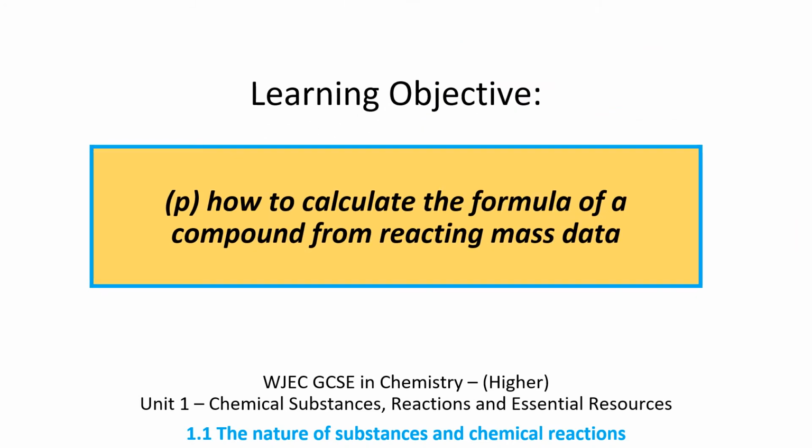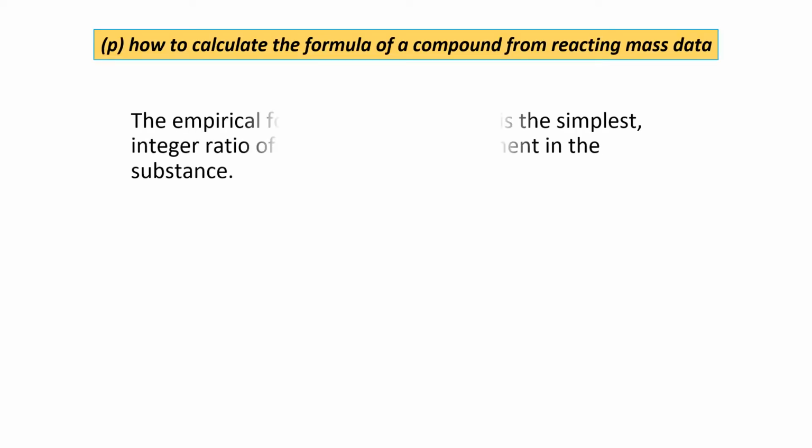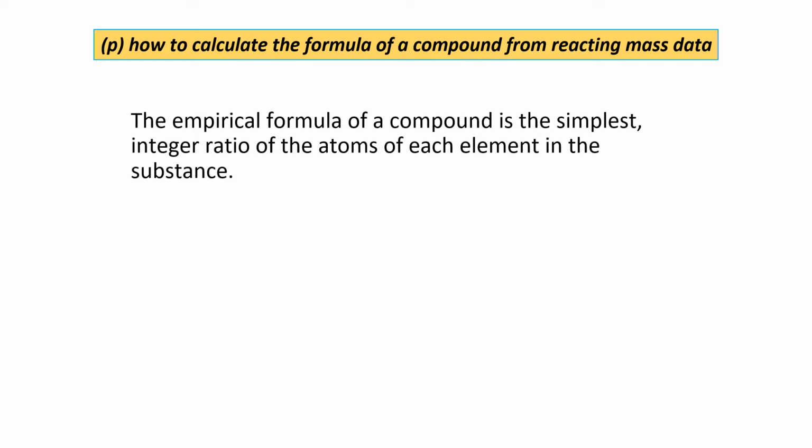How to calculate the formula of a compound from reacting mass data, from the topic of 1.1 The nature of substances and chemical reactions. The empirical formula of a compound is the simplest integer ratio of the atoms of each element in the substance.